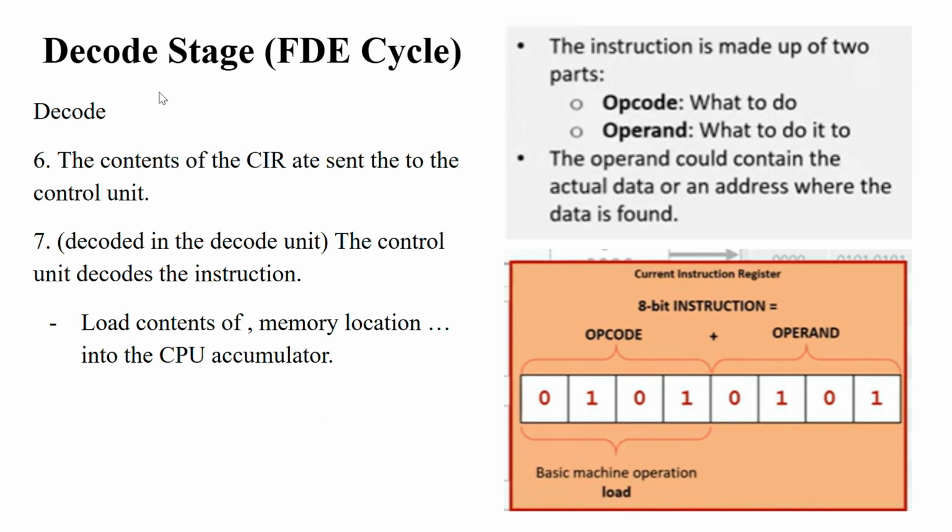Because there's the fetch, decode, execute cycle, the contents of the current instruction register are sent to the control unit. In the control unit, they are decoded, sent to the decode unit, where the control unit decodes the instructions, like contents of memory location, CPU, accumulator, etc. The instructions are usually 8 bits, and the opcode is what we want to do, and then the operand is what to do it to.